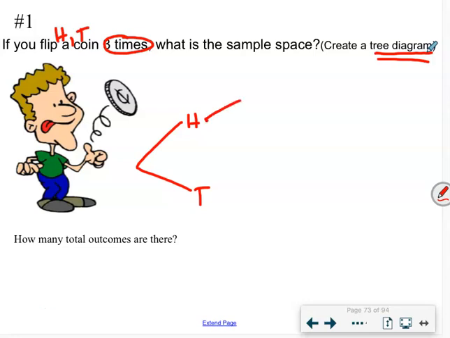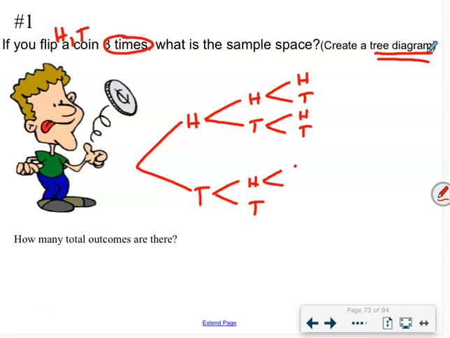We have to do this 3 times since we have 3 coin flips. Every time you flip, you still have the option of heads or tails. It doesn't matter if you got heads on the first one or tails on the first one. So each time I'm going to branch out a heads and a tails out of what I already have, and this is a tree diagram for 3 flips. This column would be flip number 1, this would be flip number 2, this would be flip number 3.